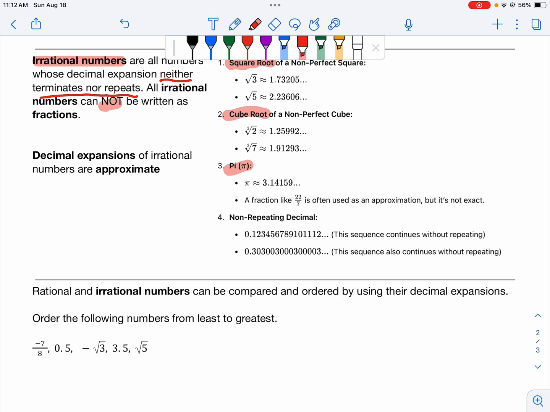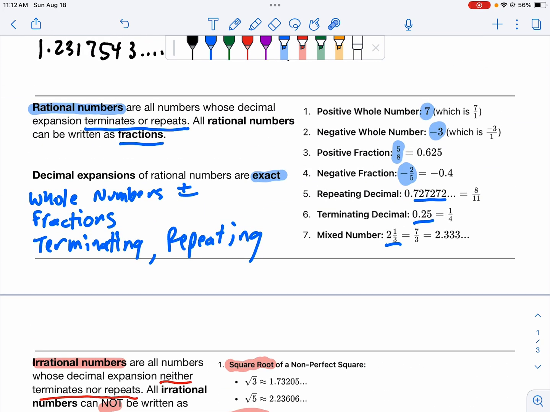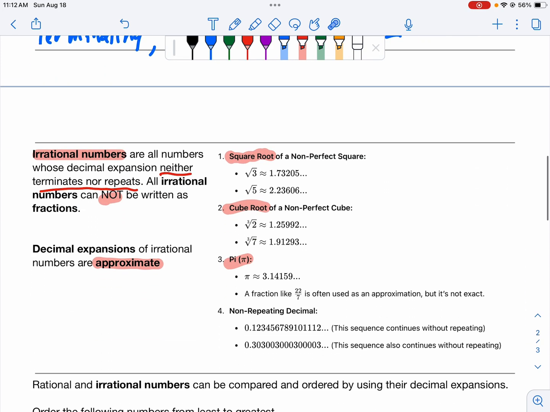Okay? All decimal expansions of irrational numbers are approximate. They're approximate because they go on forever. We don't actually know what's coming after that. Our calculator approximates it for us, but it goes on forever and ever and ever. All right. So, to review, we've talked about rational numbers. We've talked about irrational numbers. Okay?